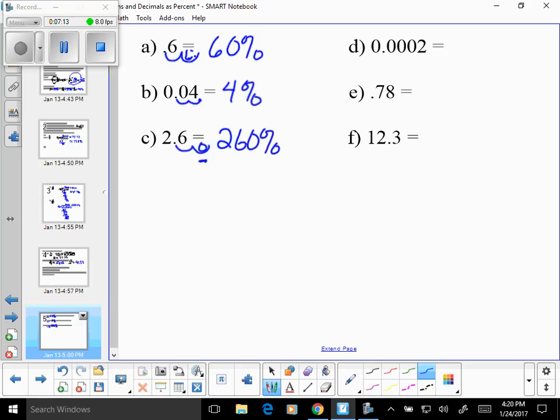At this point, please hit pause and you do the last 3 examples. You can check your answers for D, E, and F. I hope you got them right. That concludes Lesson 6-1A.